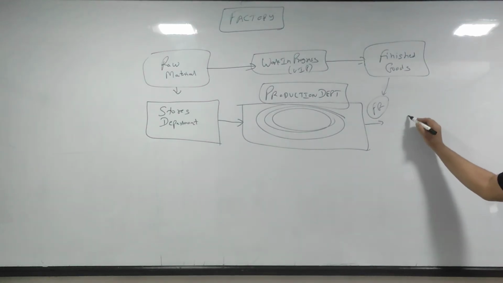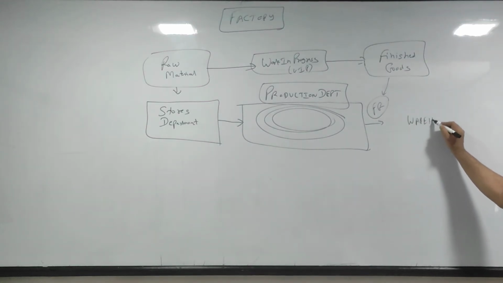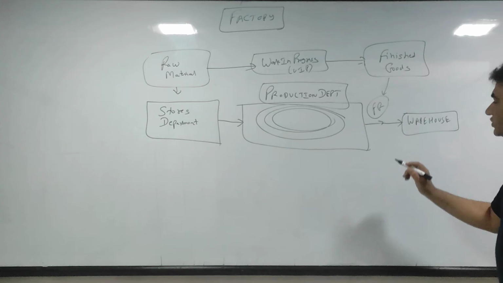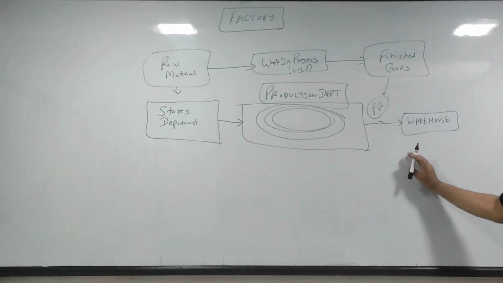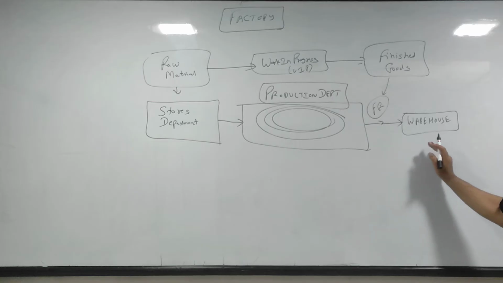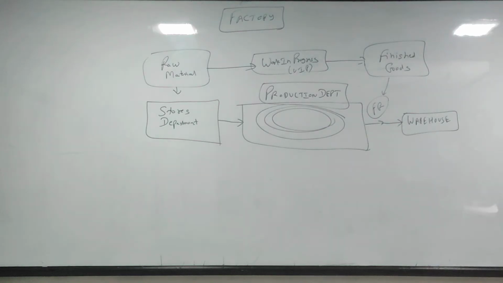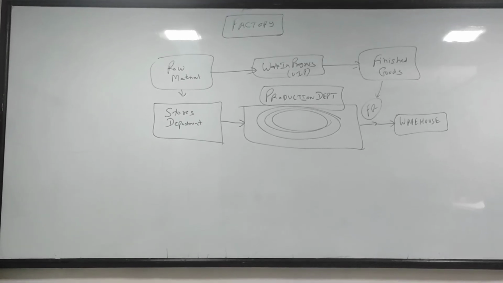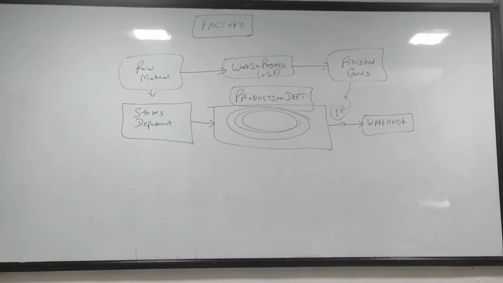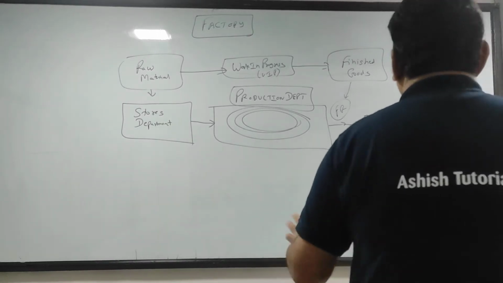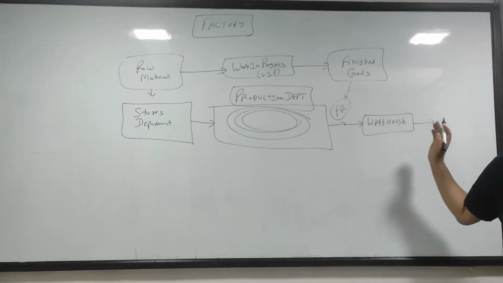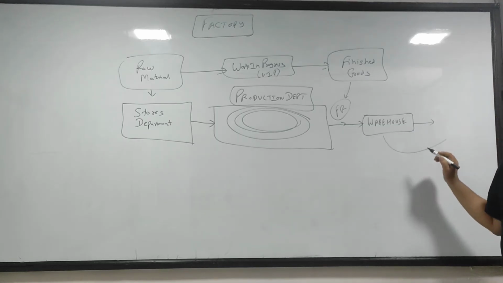Now, once the processing is done, finished goods get created, and from the production department, finished goods are placed in the warehouse. Warehouse is a place where finished goods are kept for sale. यहाँ से goods sell होगा. Customer needs goods, it will go out from the warehouse.